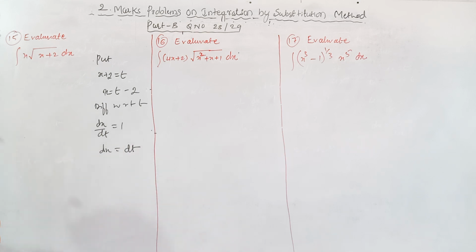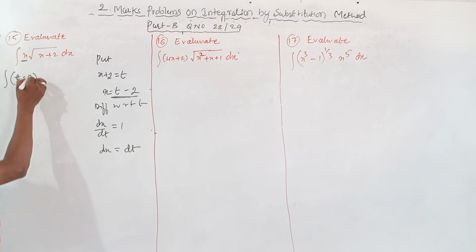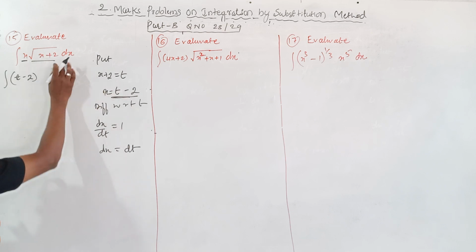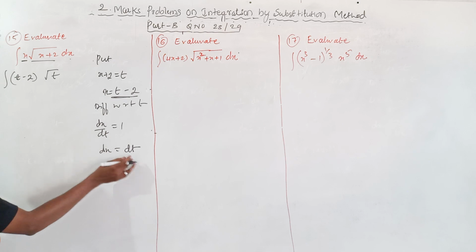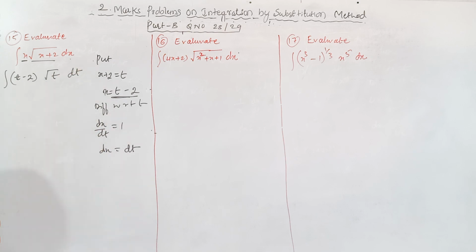Now see here, in the place of x we are writing t minus 2. Root of x plus 2 means root t, and dx means dt. Now multiply this: t minus 2 into root t.